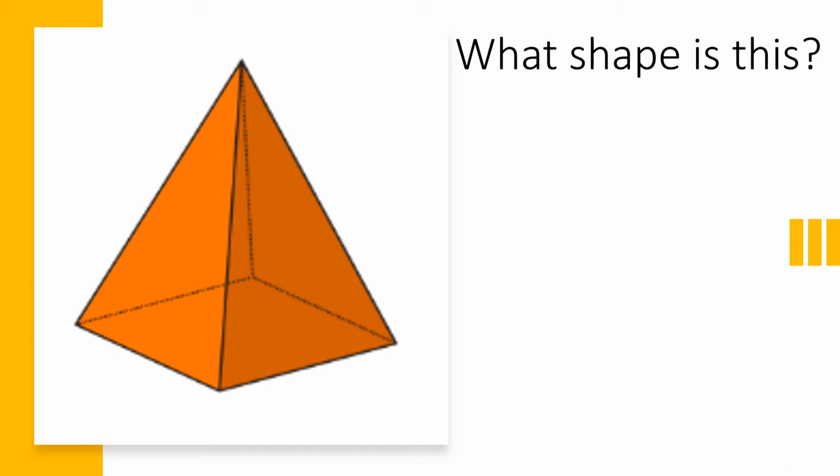So this is a 3D shape. It's got height, length, width. Do you know the name? If you think you know the name, pause the video, write it down. So this particular shape is a pyramid, and it is a square base pyramid because it's a pyramid with a square base. So square based pyramid.